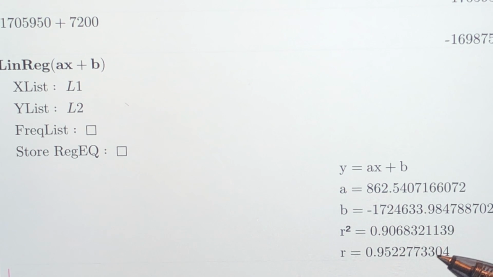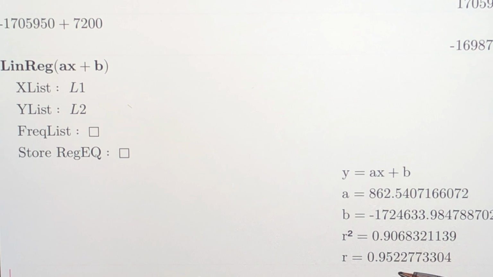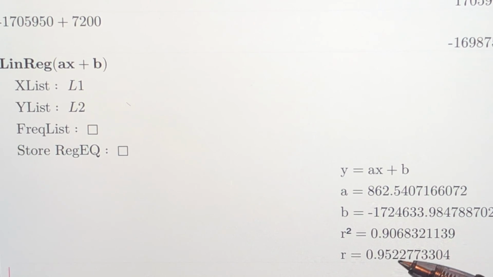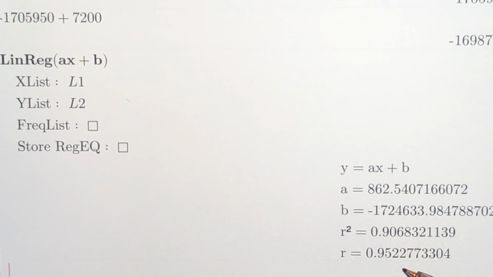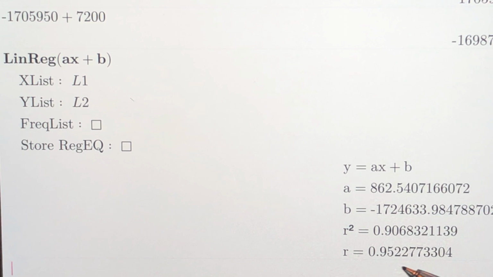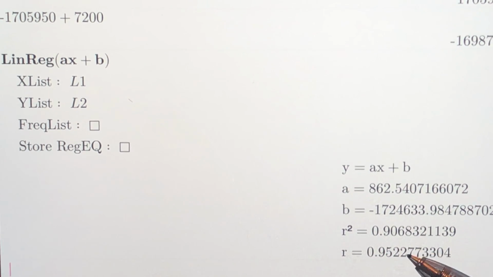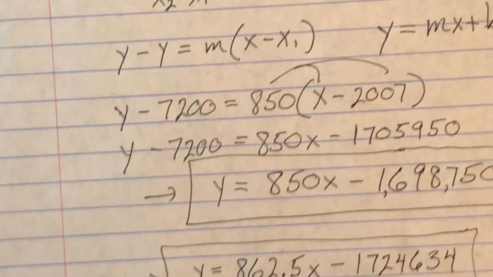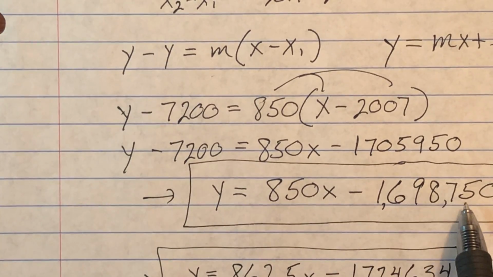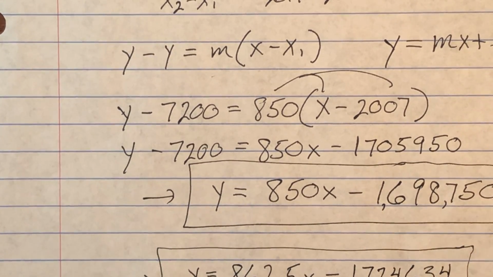Now this number here, this R, is called a correlation coefficient. That tells you how close the data actually is to the line. The closer that number is to 1, the more perfect the data is. If all the points were perfectly on the line, R would be 1. If there was no correlation at all, if it was just a bunch of random points and it had to find a line, then it would be 0. So the closer the correlation coefficient is to 1, the better the numbers are. So you can see by hand, we did pretty well. 850 is the slope, 862. This number and this number, they're not that bad.